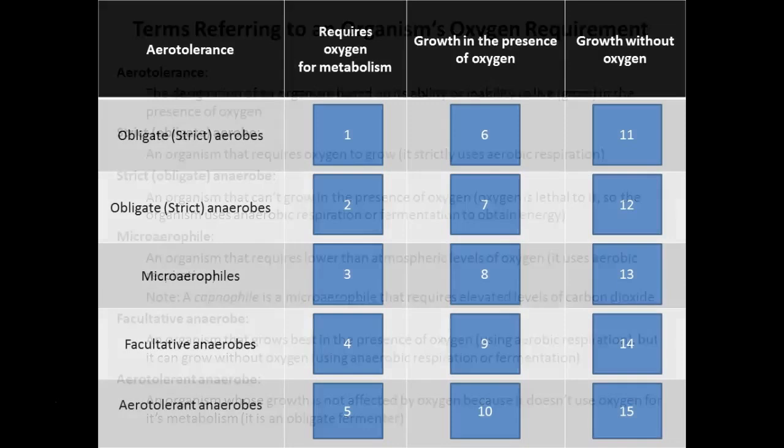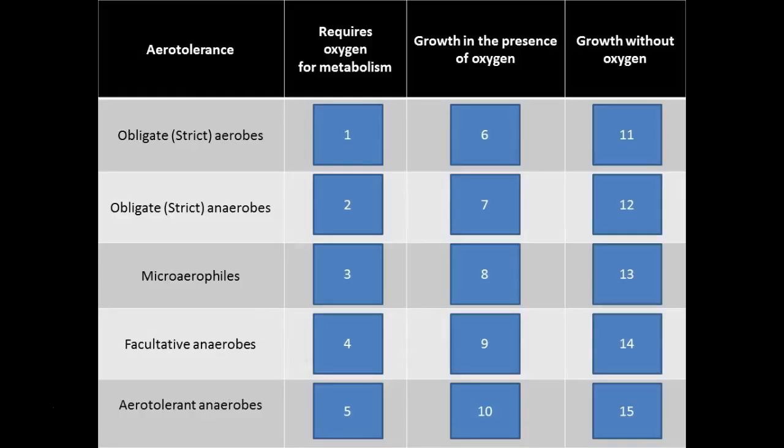So if you're in my lecture class, you know I love charts. They're a good way to organize information. So to review some of the important parts of the terminology: can an organism use oxygen, or more importantly, does it require it? Do we have to provide it in order for it to grow? Can it grow in the presence of it? In other words, is oxygen toxic for them? Will it kill them? Can they grow without it? Can we have them grow without oxygen?